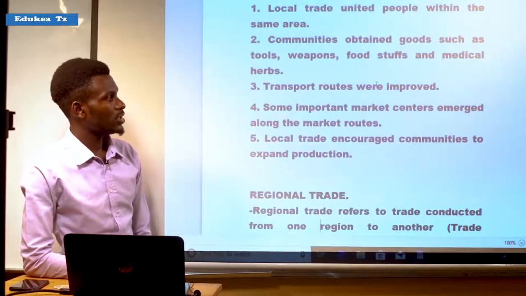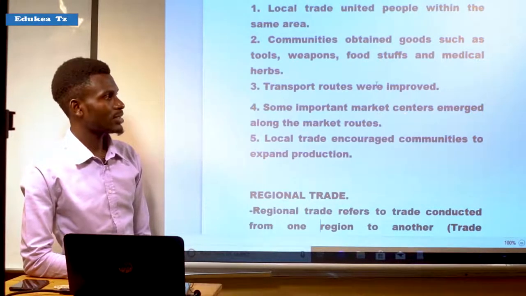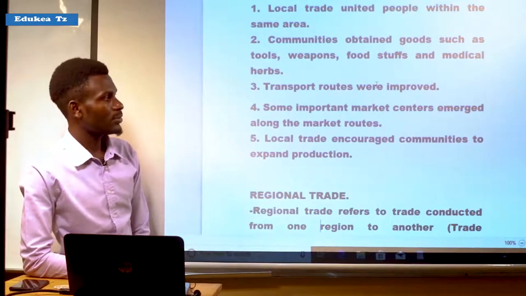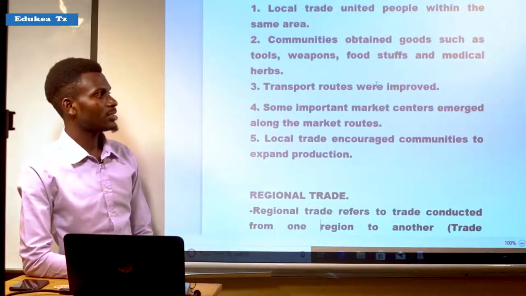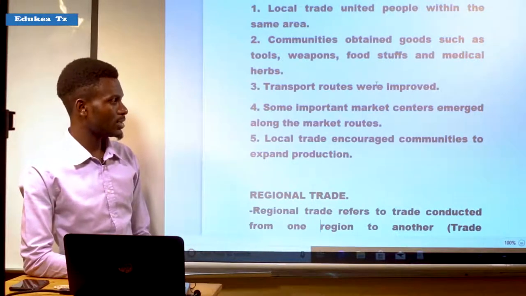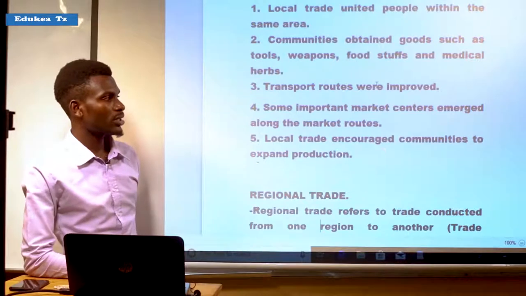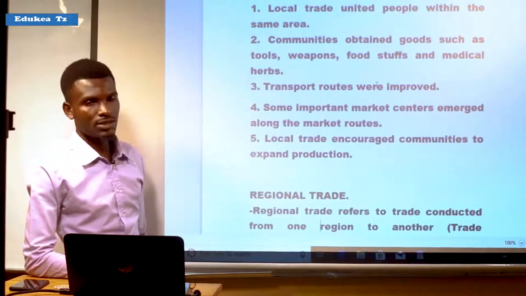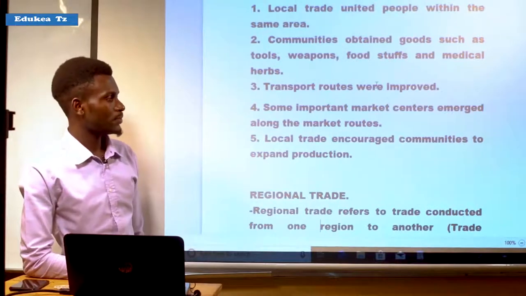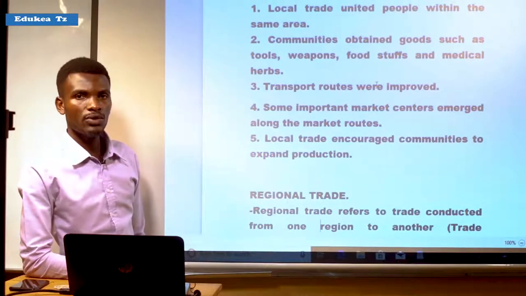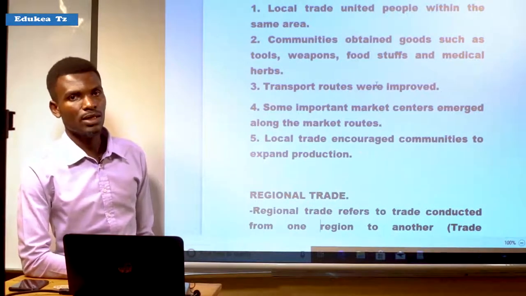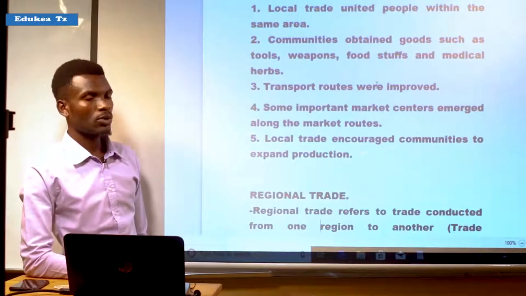Another impact of local trade is that some important market centers emerged along the market routes. And the last one, local trade encouraged communities to expand production, because there was a high need of various items or products that were exchanged in the local trade.